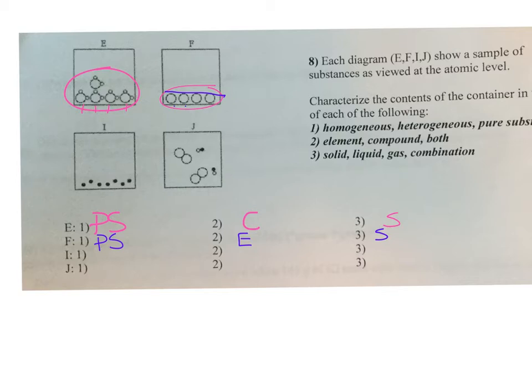All right, letter I. I look at this, and they're all the same characters, so I'm going to say pure substance once again. Oh, let me do that back in pink. Okay. Number 2, element, compound, or both. These are elemental. And this is where I see kind of the waviness. So I'm going to say this is a liquid. Okay. All right, J. So here we actually have 2 things now, right? We have this character and we have this character. Okay. This is something we call a diatomic molecule.